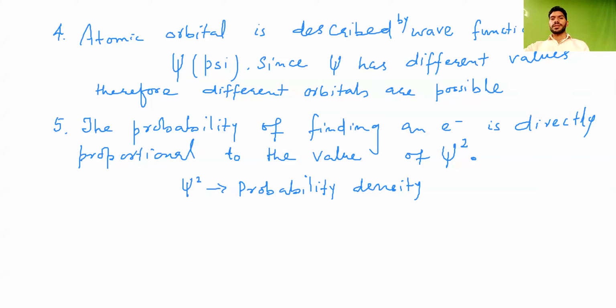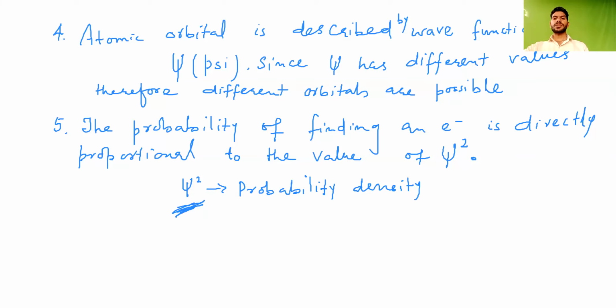So now, since we are having different types of orbitals and they have different directions, they are directional and they actually give the probability density. So this psi square is very important. It gives the probability density.